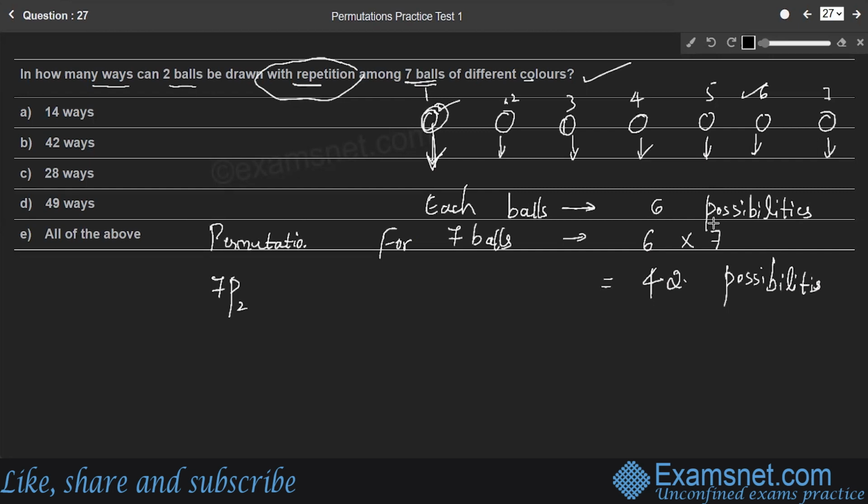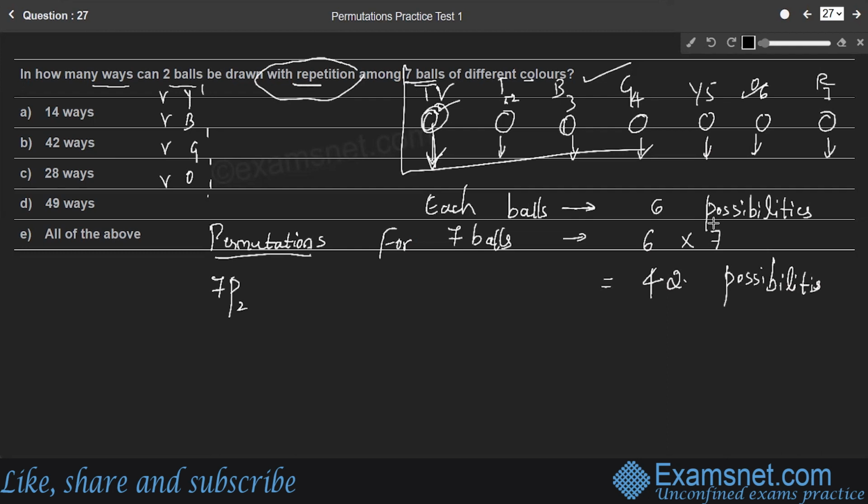Permutations means in how many ways two balls can be drawn. We'll consider randomly 7 balls. If the question is asked in a simple way, in how many ways can 2 balls of different colors be arranged? If you consider the colors of a rainbow as seven balls, you can arrange violet and blue, violet and green, violet and yellow, violet and orange. In how many ways can these balls be arranged?